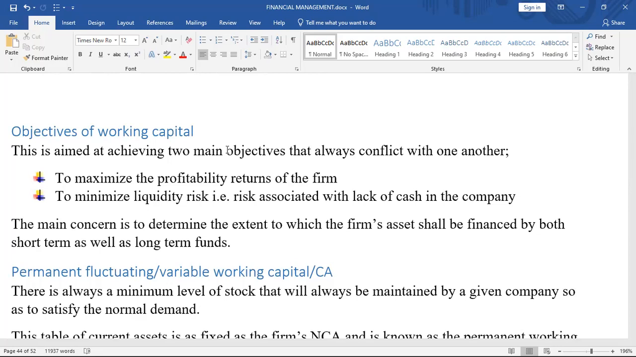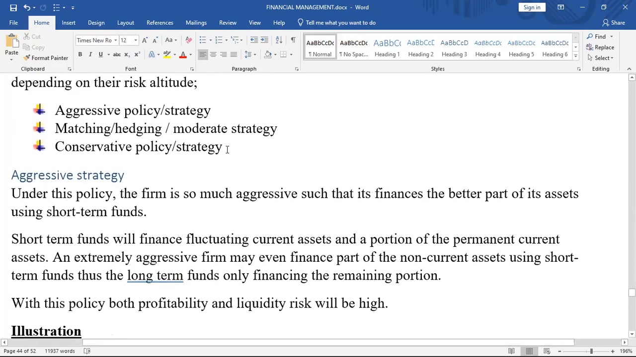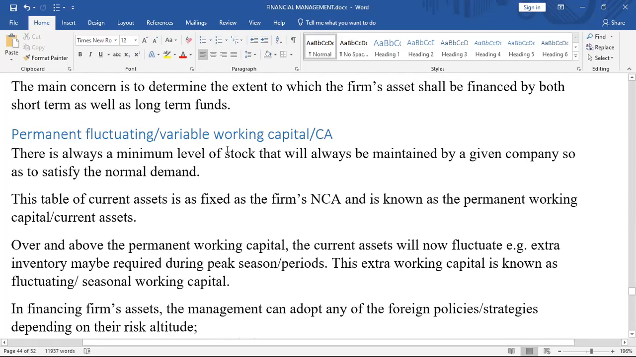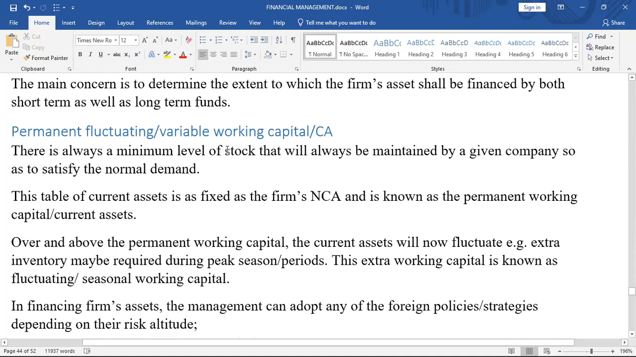Now, I just want to look at the permanent fluctuations. Those are normally called the variable working capital. Basically, we are also calling them the current assets. There is always a minimum level of stock that will be maintained by a given company so as to satisfy the normal demand. When we go to management accounting, we are going to be discussing the minimum stock levels, buffer stocks, among other kinds of stocks. In this case, we are saying this level of current assets is fixed. The firm's non-current assets are normally known as the permanent working capital.